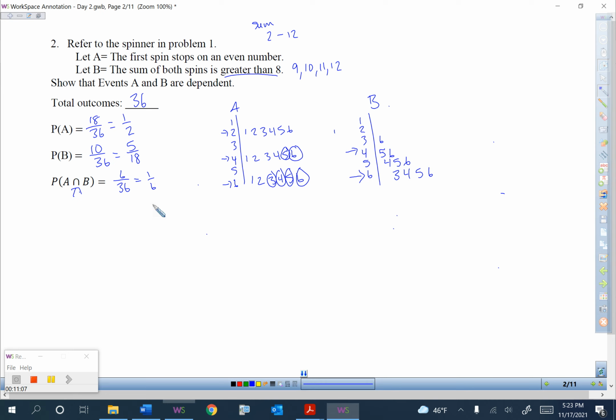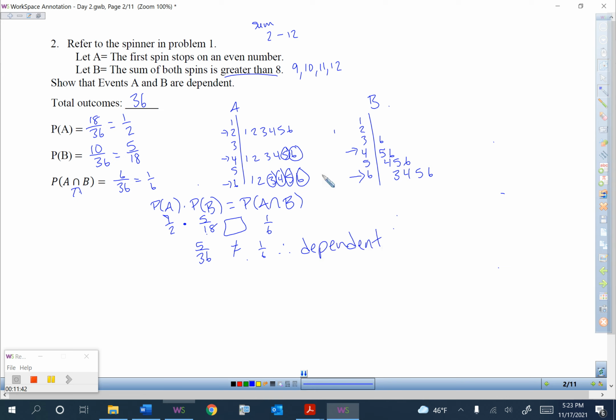So we can say that the probability of A times the probability of B, when events are independent, equals the probability of the intersection. Let's check it out for ours. 1/2 times 5 over 18. We want to compare that to 1 over 6. This on top is 5, then on the bottom 36. It doesn't reduce. That is not equal to 1/6. So these are dependent events.